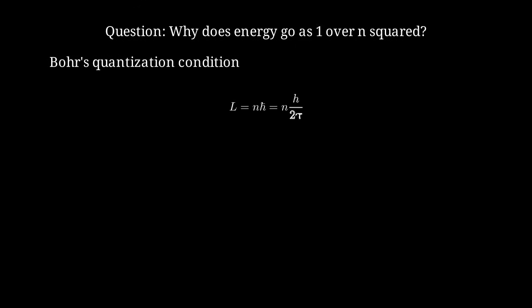You might wonder, why does the energy depend on 1 over n squared specifically? This comes from solving Schrödinger's equation for the hydrogen atom, but Bohr derived it using quantization conditions. Bohr assumed that the angular momentum of the electron is quantized in units of h-bar, which is h divided by 2 pi. L equals n h-bar equals nh over 2 pi, where n is a positive integer. This quantization condition, combined with classical mechanics, leads to the 1 over n squared energy formula.